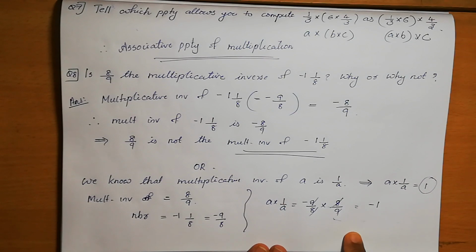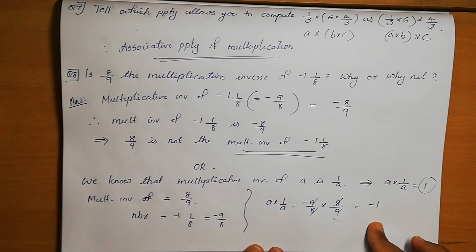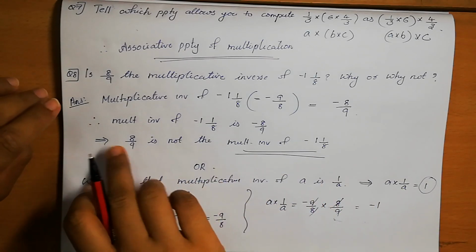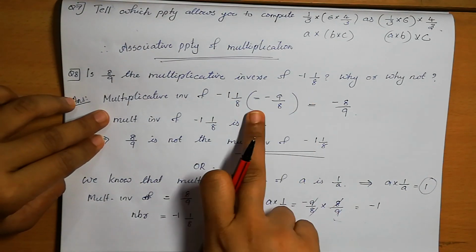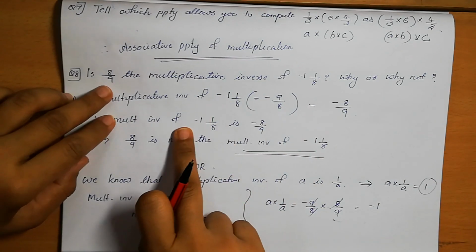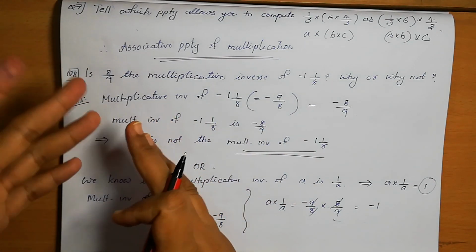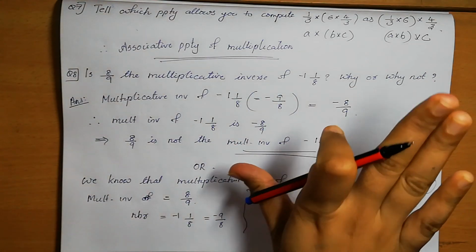So from here also we can write, 8 by 9 is not the multiplicative inverse of minus 1 1 by 8. Correct. I'll tell you one more time. First we can find the actual multiplicative inverse of minus 1 1 by 8. So here we will get the answer as minus 8 by 9. That is not equal to 8 by 9. That means this 8 by 9 is not the multiplicative inverse of minus 1 1 by 8.